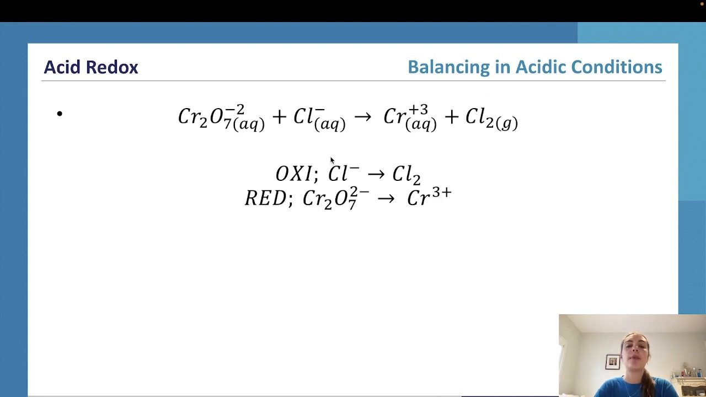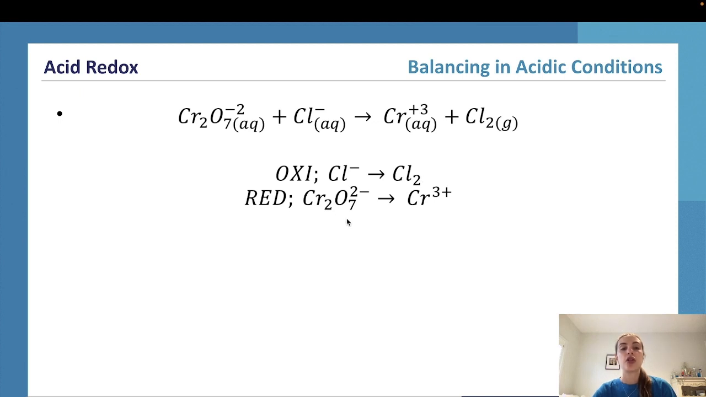So here we're going from -1 to 0 per chlorine atom. That means that the chlorine is losing an electron, because we're remembering electrons are negatively charged. So we're going from a negative charge to a more positive charge. And so that means that we've then lost an electron per chlorine atom.